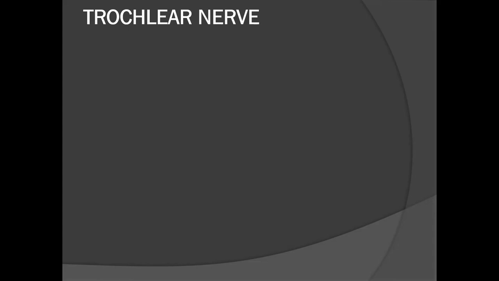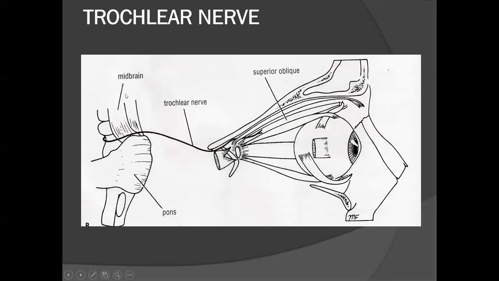motor. So starting with trochlear nerve, which is cranial nerve number 4, we can see that this cranial nerve is also purely motor, like the cranial nerve number 3. If you recollect, oculomotor nerve was also purely motor. Here, the trochlear nerve arises from the midbrain. So the only cranial nerves that arise from the midbrain are cranial nerve number 3 and cranial nerve number 4.